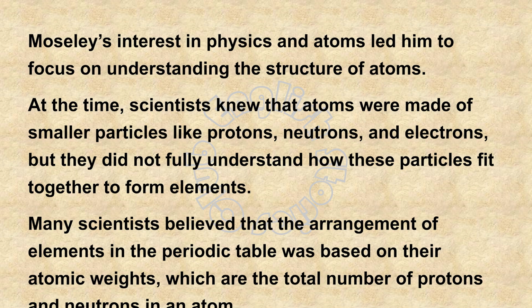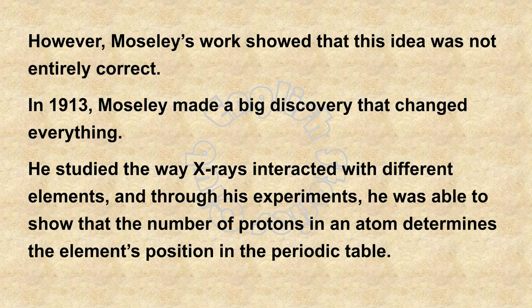At the time, scientists knew that atoms were made of smaller particles like protons, neutrons, and electrons, but they did not fully understand how these particles fit together to form elements. Many scientists believed that the arrangement of elements in the periodic table was based on their atomic weights, which are the total number of protons and neutrons in an atom. However, Moseley's work showed that this idea was not entirely correct.